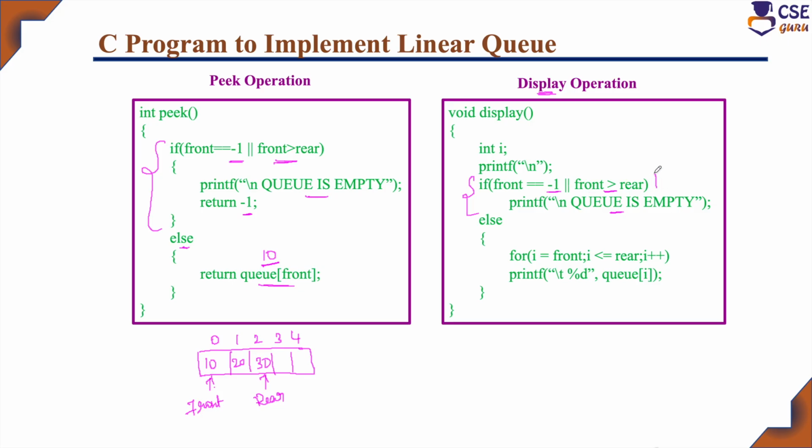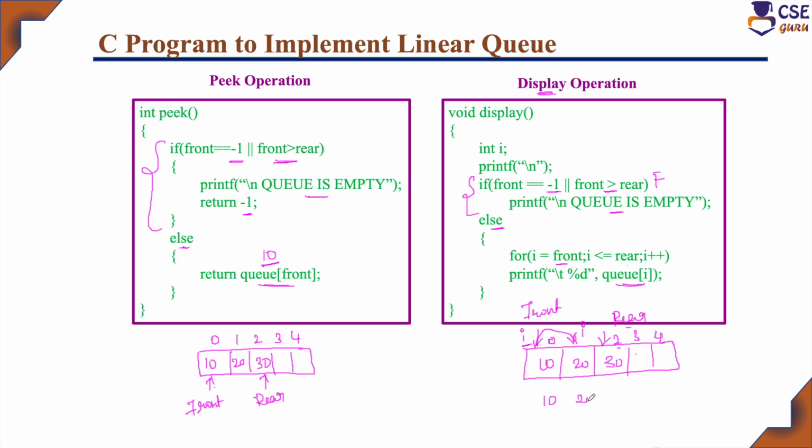Suppose this condition is false, it will go to the else part and use a for loop. For example, if this is the Q array, rear is pointing here and front is pointing here. The memory locations are 0 to n minus 1. So I equal to front: I will point to the front position. And I less than or equal to rear, up to this position, it will display Q of I. First it will display 10. Next, the I value gets incremented to the next memory location.